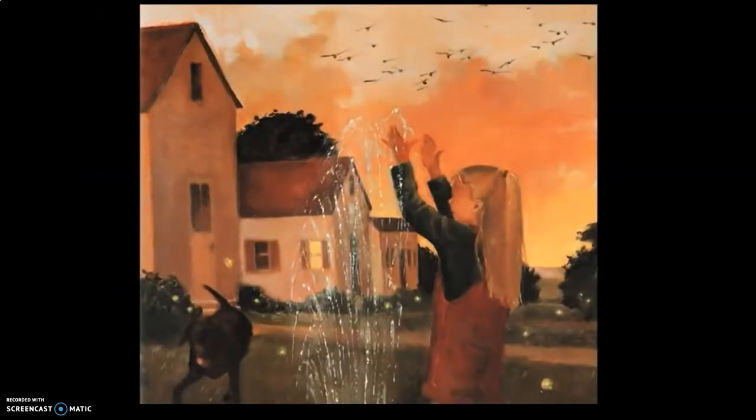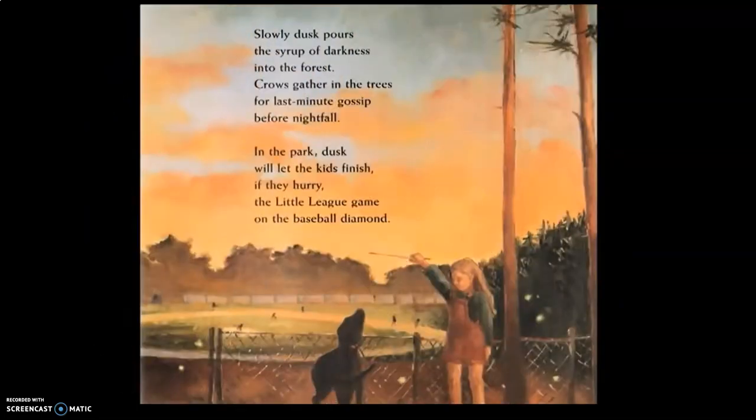Dusk hisses on the sprinklers. It flushes out millions of mosquitoes and armies of bats to eat them. Fireflies appear, swimming through the air, writing bright messages in secret code. Crows gather in the trees for last-minute gossip before nightfall. In the park, dusk will let the kids finish, if they hurry, the Little League game on the baseball diamond.